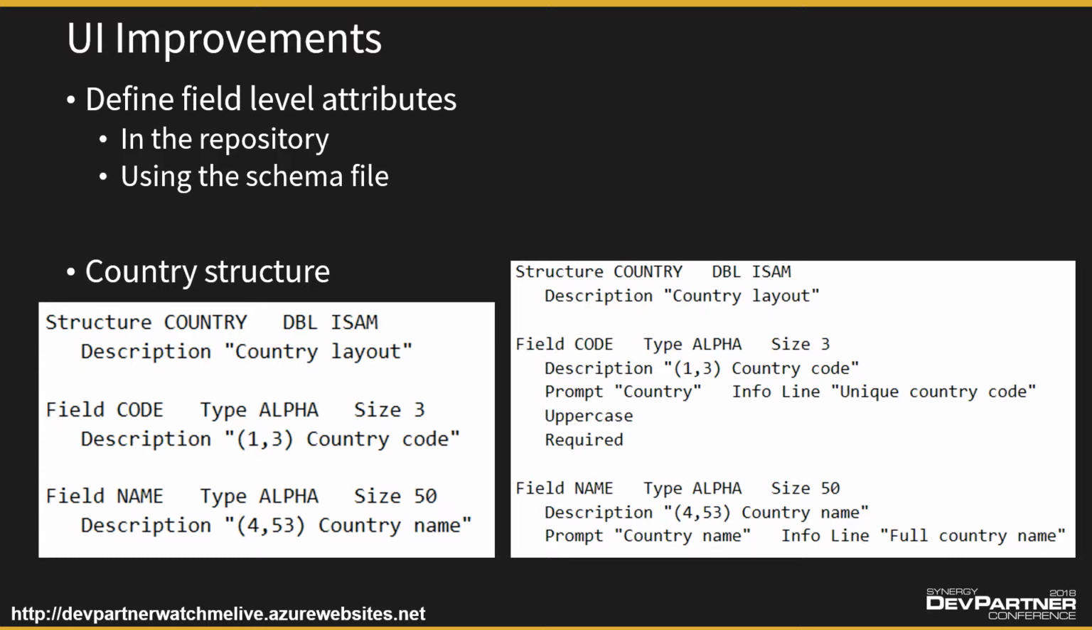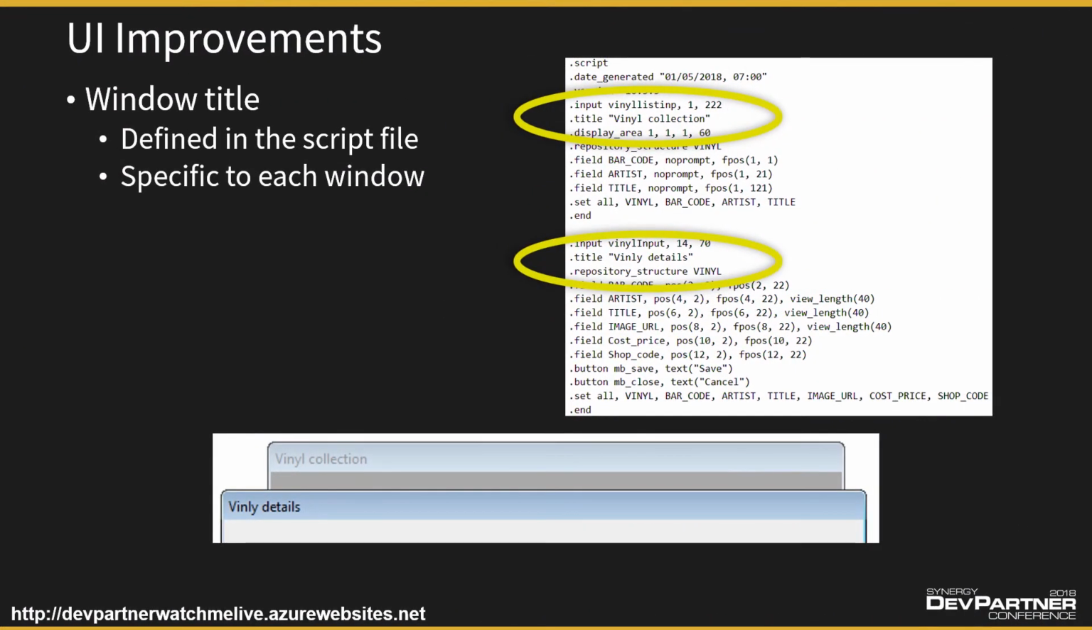Okay? Some of this is not going to be used in our little test program, like the required stuff, but the uppercase stuff will be. It'll force the entry of uppercase. So you're defining the metadata inside the repository to determine how the program runs and the program looks. The window titles, as I said, they'll come directly from the script file. You can't define those in the repository.